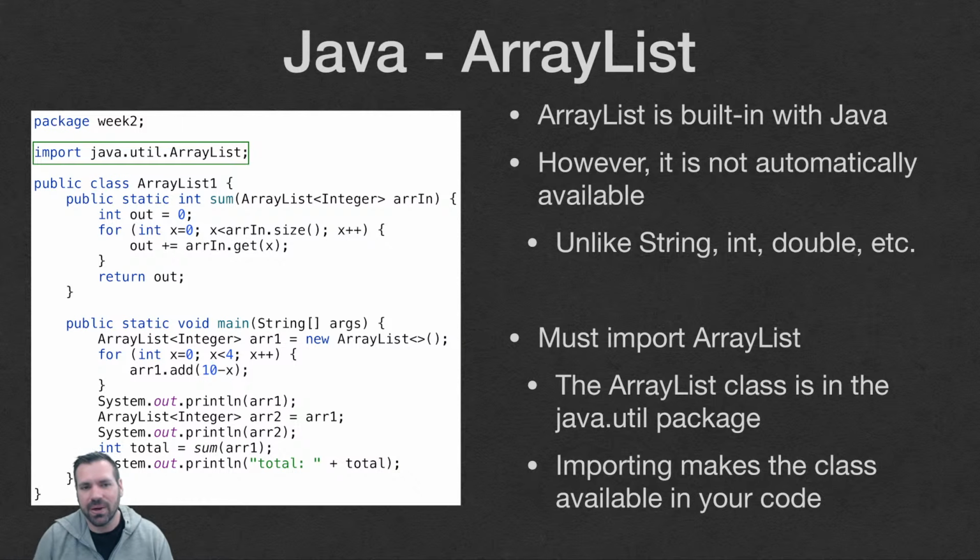So by default, Java doesn't have any way of knowing what we mean if we just start using ArrayList. It's going to say, I can look all over your code and I don't see any definition of an ArrayList.